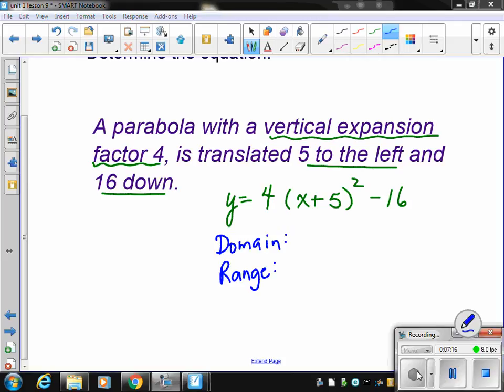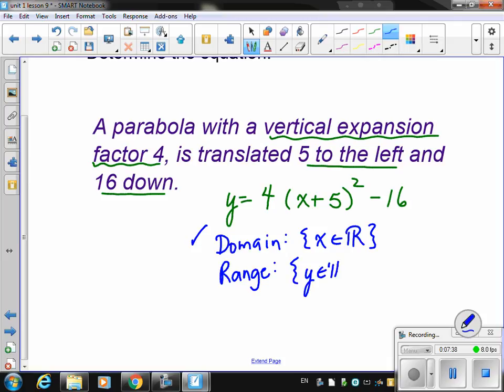A normal parabola goes on and on forever, left and right. Just because you've moved it up or down, left or right, made it skinnier, doesn't change the fact that eventually it's going to go forever, left and right. So that would be the normal domain. The range, because it's opening upwards, would be y is a real number, y is greater than or equal to, because it's opening upwards, -16. The y value of the vertex.